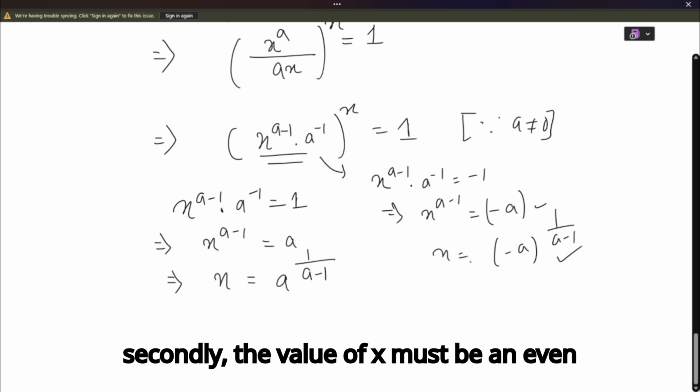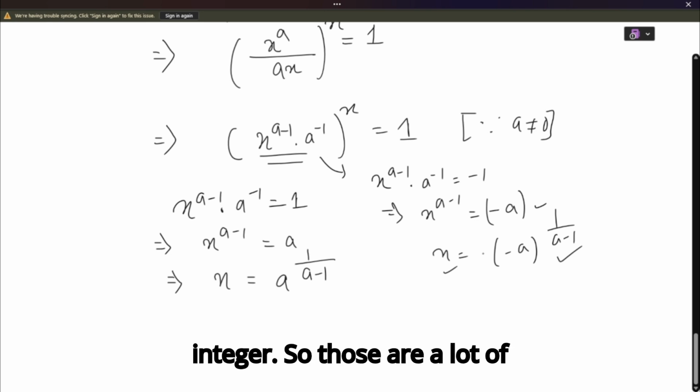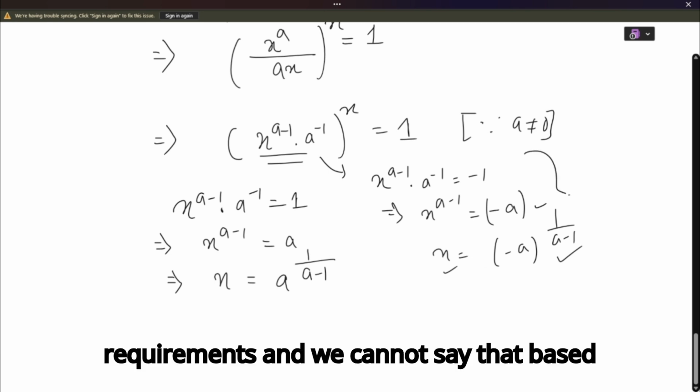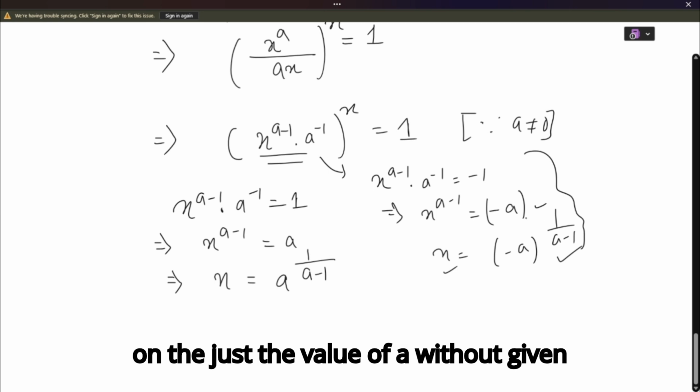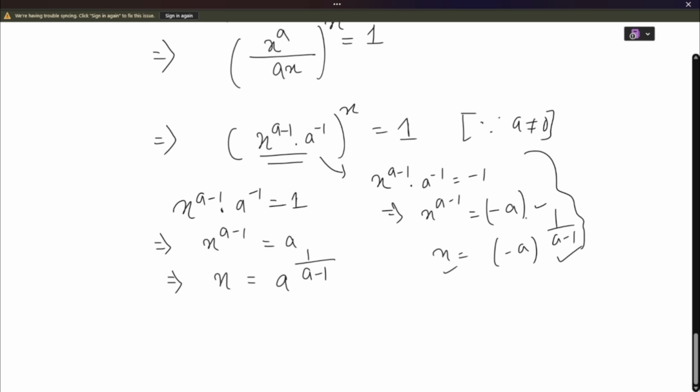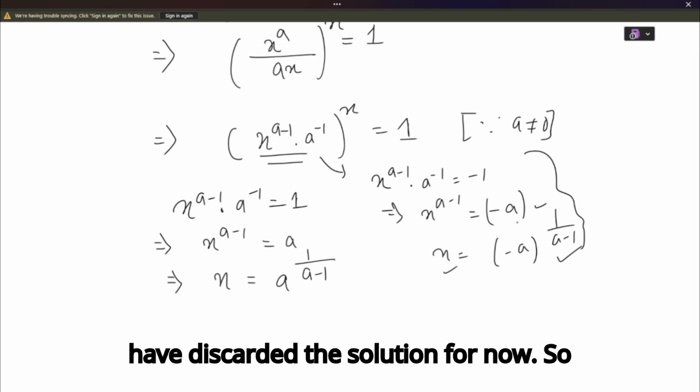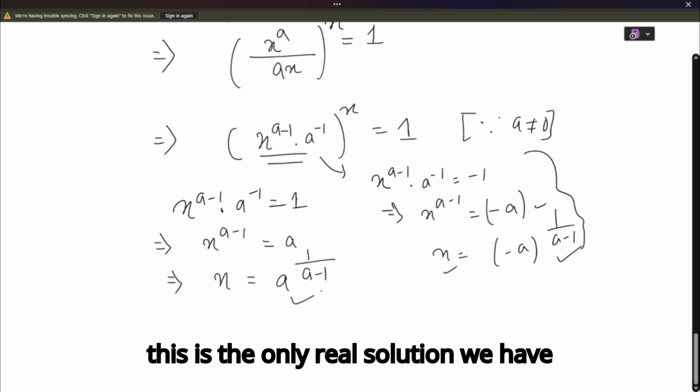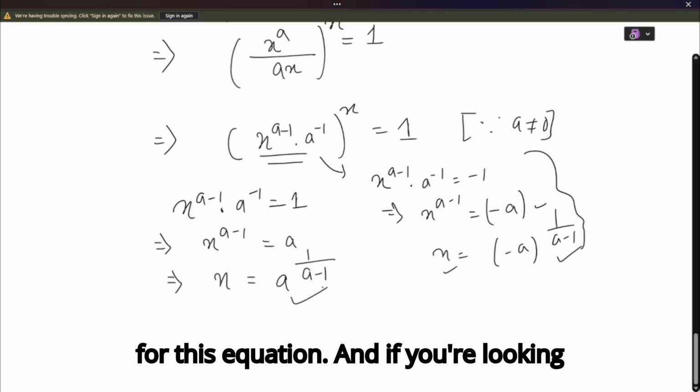And secondly, the value of x must be an even integer. So those are a lot of requirements, and we cannot say that based on just the value of a without a given numeral value, right? So that is why I have discarded this solution for now. So this is the only real solution we have for this equation.